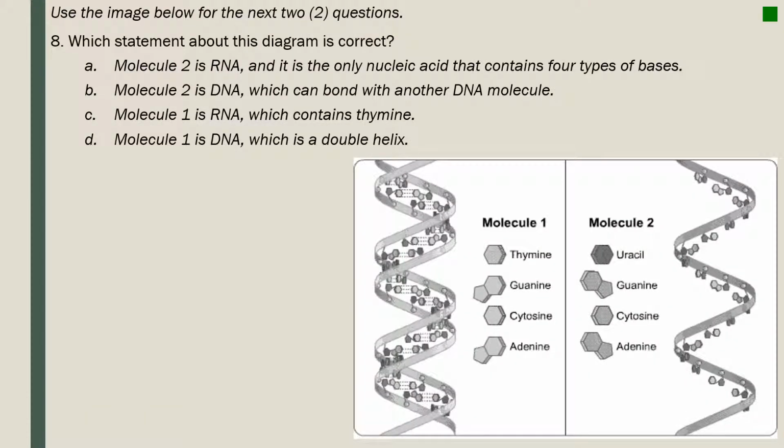Use the image below for the next two questions. 8. Which statement about this diagram is correct? A. Molecule 2 is RNA and it is the only nucleic acid that contains four types of bases. B. Molecule 2 is DNA, which can bond with another DNA molecule. C. Molecule 1 is RNA, which contains thymine. D. Molecule 1 is DNA, which is a double helix.